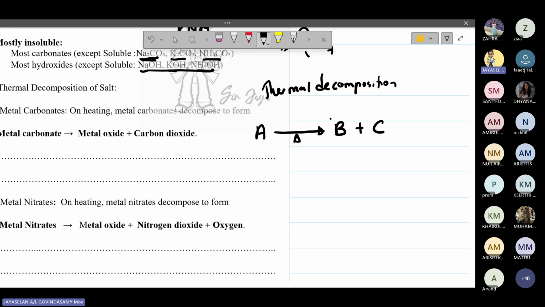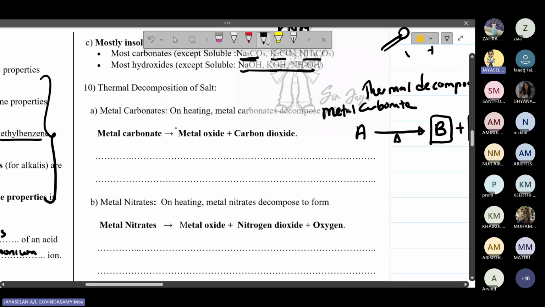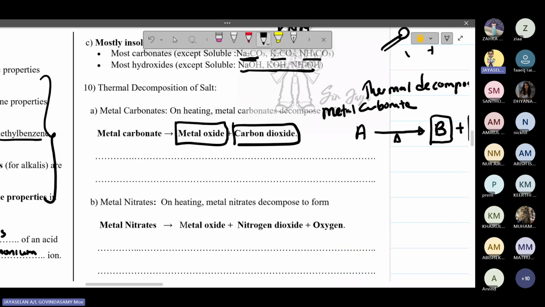Okay, bila you nampak satu produk, dua produk, two products, please memorize this salt is metal carbonate. Metal carbonate will decompose to give you one or two products. Any question? Dua produk.